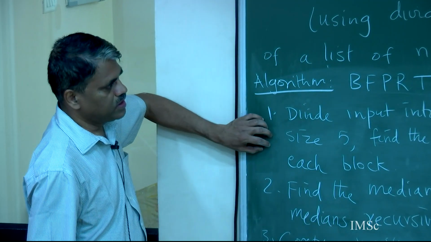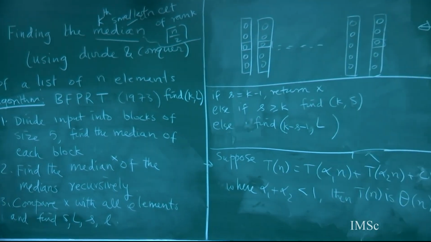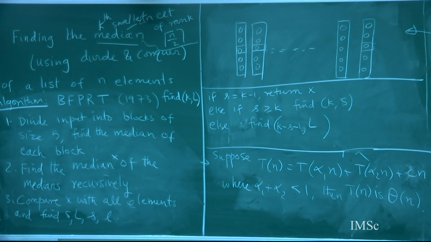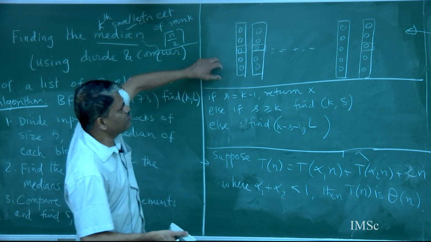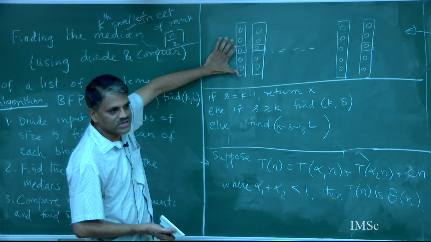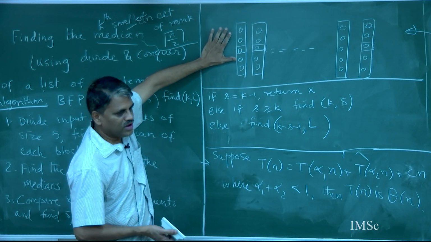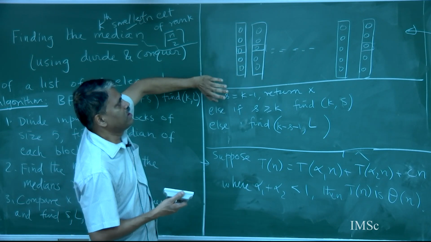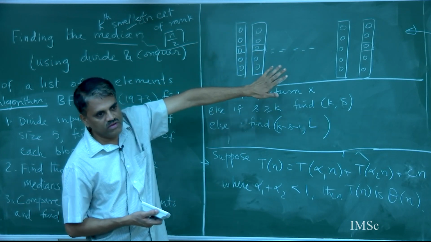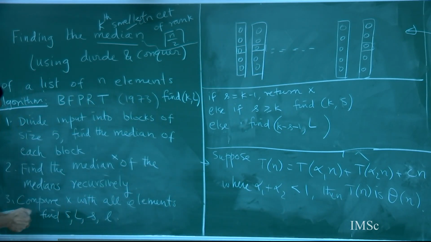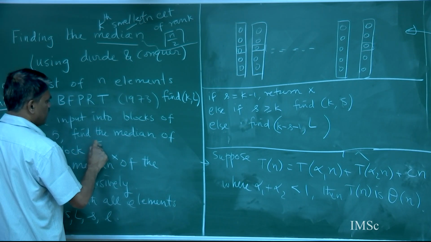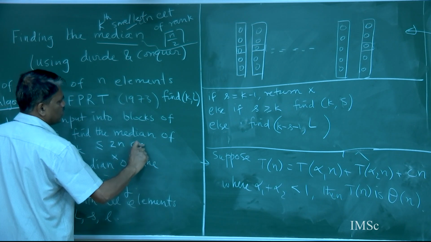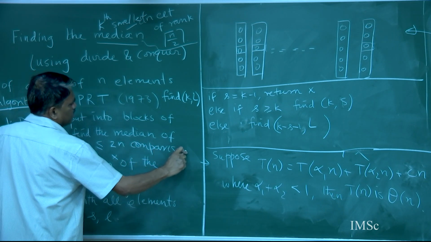Okay, so how much time do you spend in step 1? We divide it into blocks of size 5. There are no comparisons involved there. And then we are finding the median of each block. In constant time, there are only 5 elements, right? So even if you do all possible comparisons, that's like 10 comparisons. There are faster algorithms, but even if I do 10 times n by 5, that's like 2n comparisons. So really, even if you use a bad algorithm to find the median in each block, it's at most 2n comparisons.